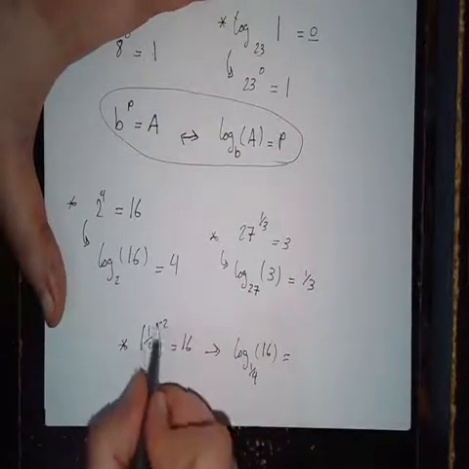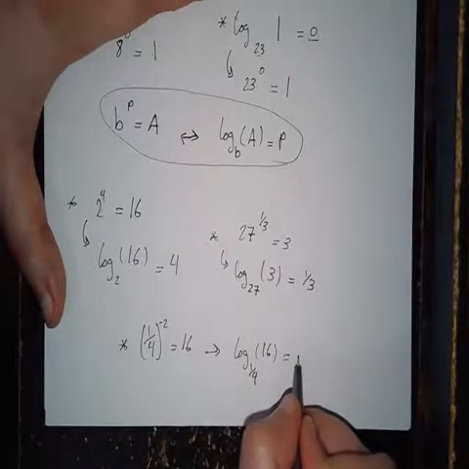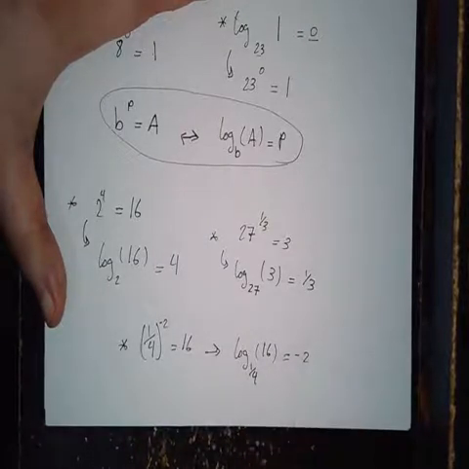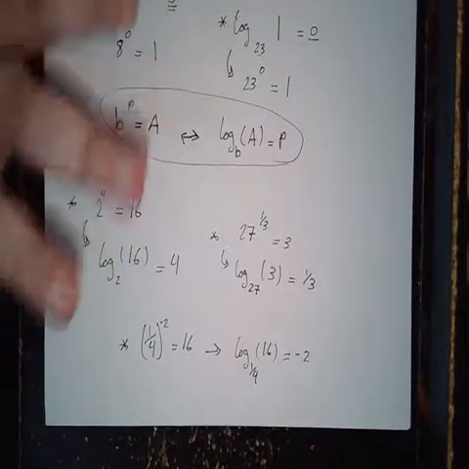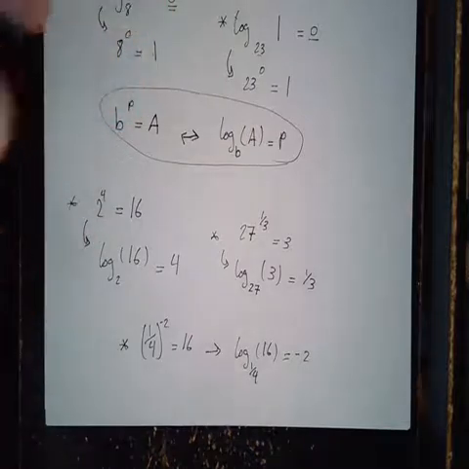And the power we have here is the answer of the log itself. So it equals -2. So far so good? So we just converted between exponential form and log form, back and forth.